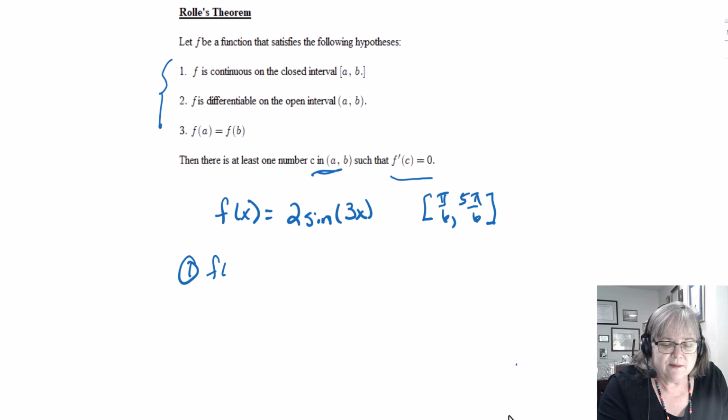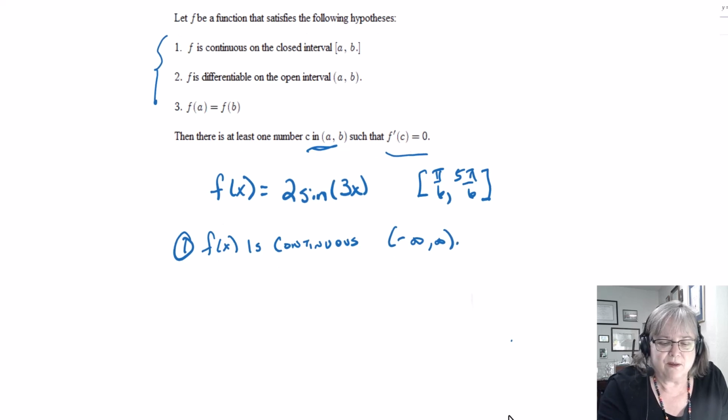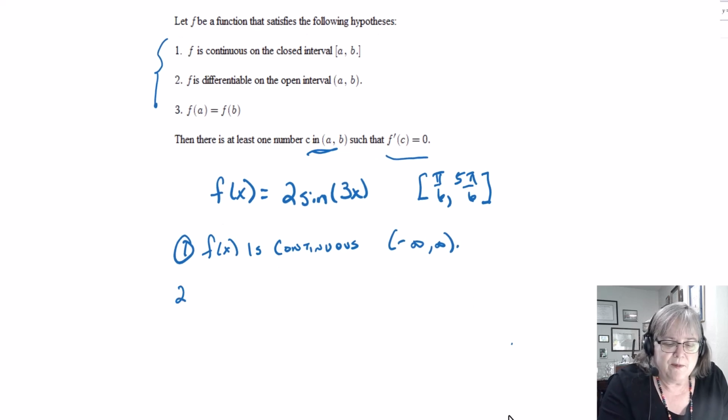F of x is continuous. And the reason we know that is because sine itself is continuous from negative infinity to infinity, right? Because we know what sine does. There's no asymptotes, there's no domain restrictions. We also know that it is differentiable because there's no points on it where I can't take the derivative.